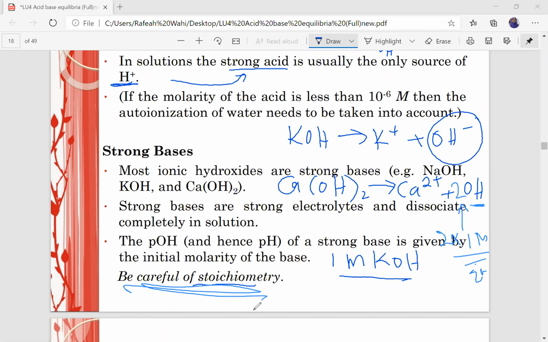Okay. We know also that in order to find the pH, you have to calculate by using negative log the concentration of H plus ion, and in order to find the pOH, you have to calculate by using negative log concentration of hydroxide ion.